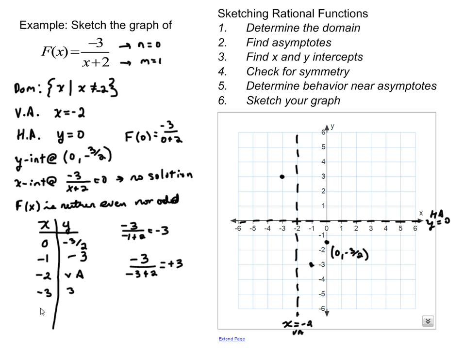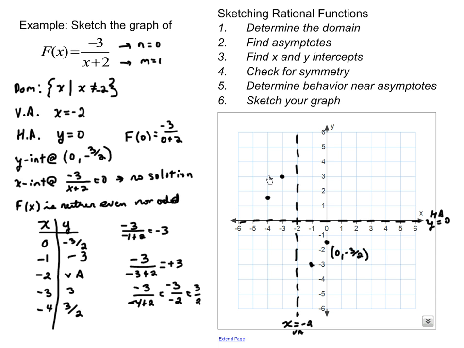We need to go one more point out. Let's see what happens at -4. At -4, I'm going to have -3 divided by -4 plus 2. That is to say -3 over -2, which reduces to +3/2 this time. So -4, +3/2.